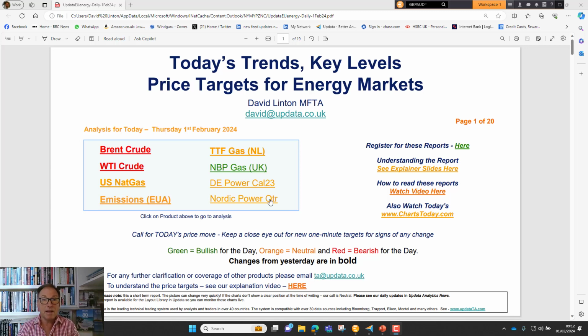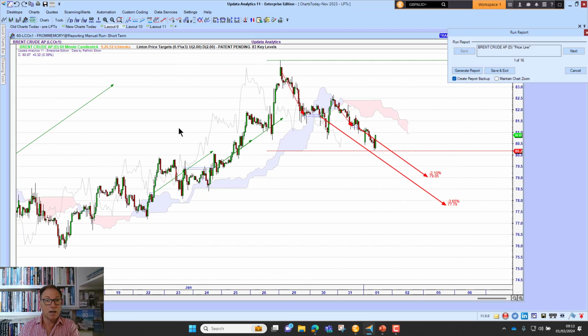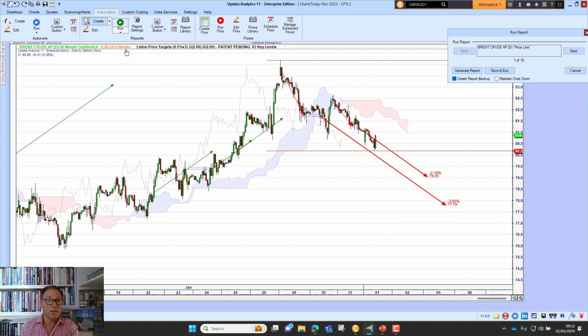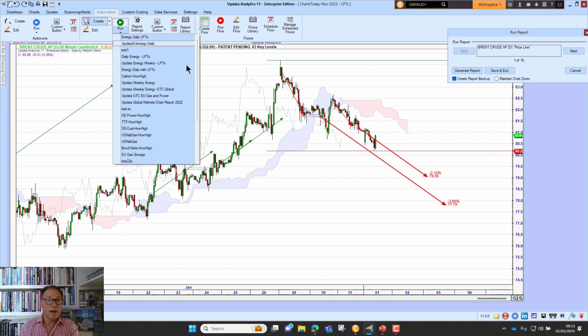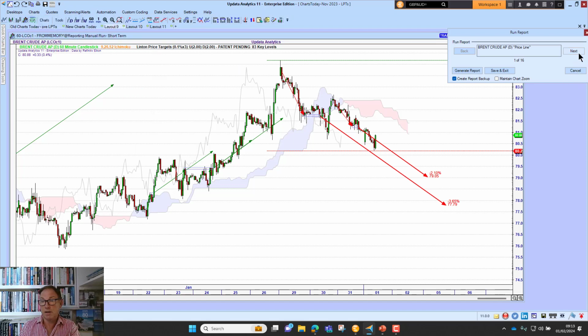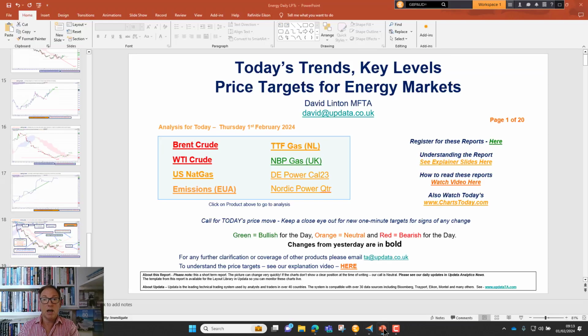It takes me a few minutes every morning to produce the report, and I get it out to clients as soon as I possibly can. So in Updata, I literally just run from the automation menu. I just run the report, and it runs all the charts for me, and I just go next, next, next. There's 16 charts, and then that produces a PowerPoint.